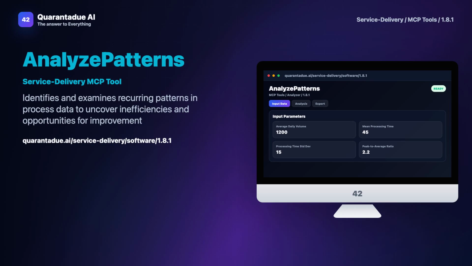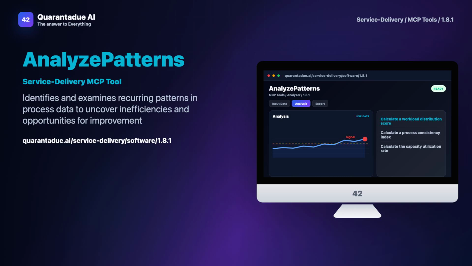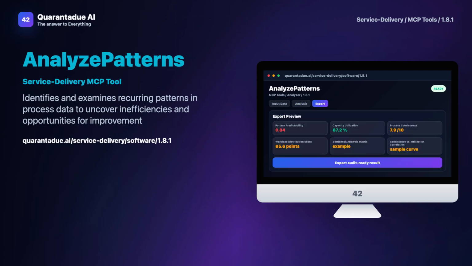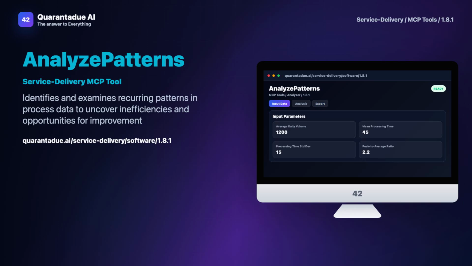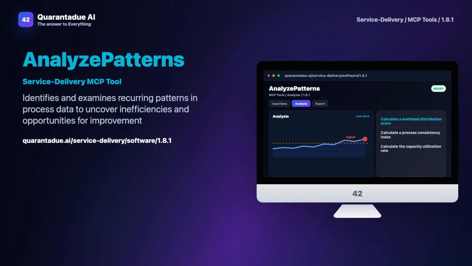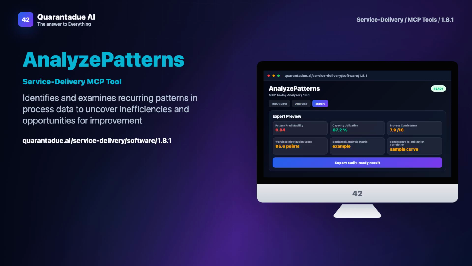If you're in service delivery, you know that finding the root cause of inefficiencies is incredibly hard. Data is everywhere, but insight is scarce. Today, I'll show you how AnalyzePatterns uses a scientific approach to reveal the systematic issues that are quietly draining your resources and how you can fix them. Let's start by understanding why this problem is so pervasive.